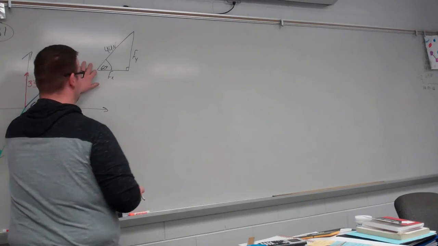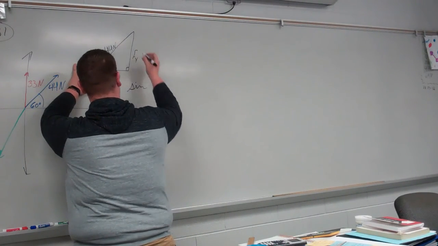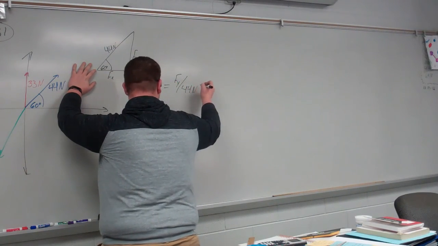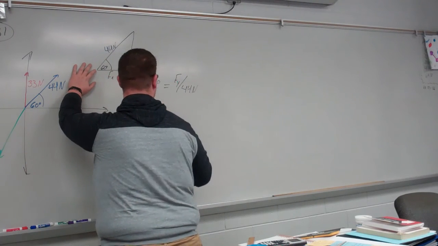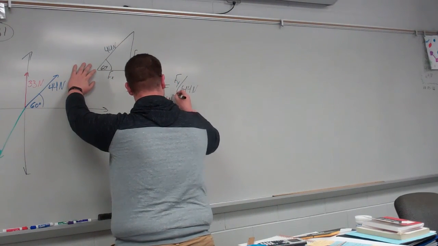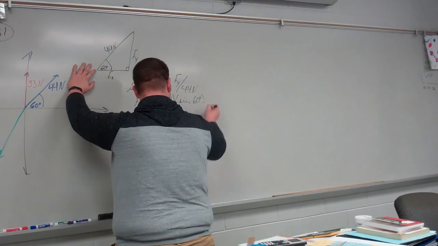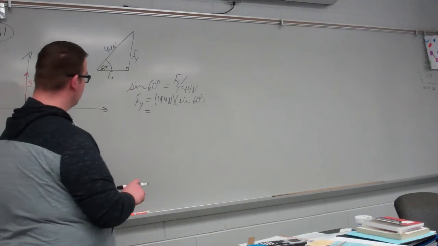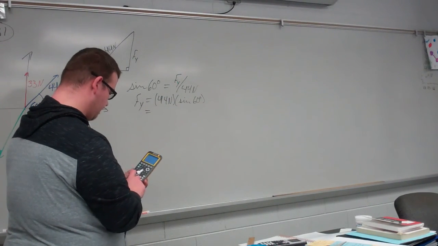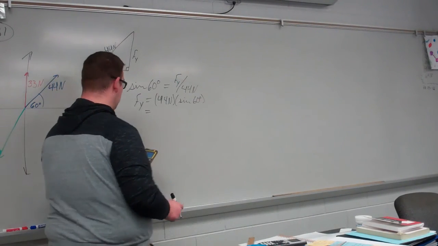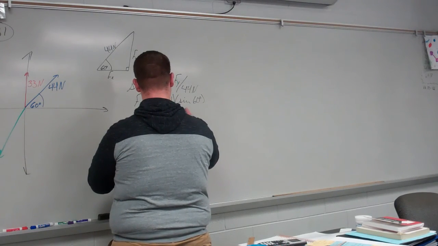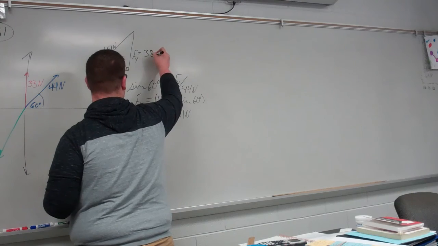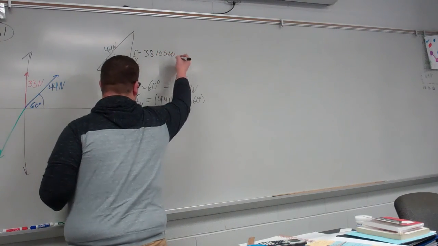So, let's start. I'm going to do sine of 60 degrees is equal to force of the y component divided by 44 newtons. So the force of the y component is equal to 44 newtons times the sine of 60 degrees. Make sure your calculator is in degrees and not radians. Okay. 44 times sine of 60 is equal to 38.1051 newtons.